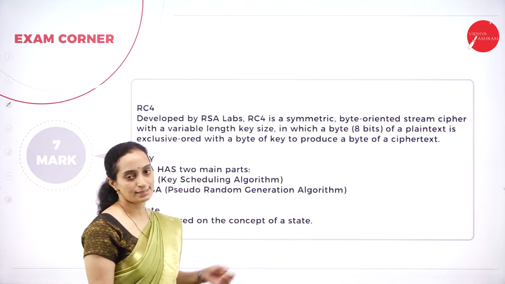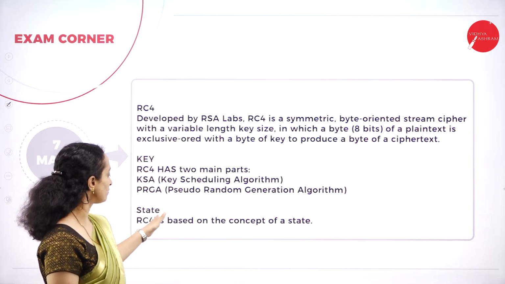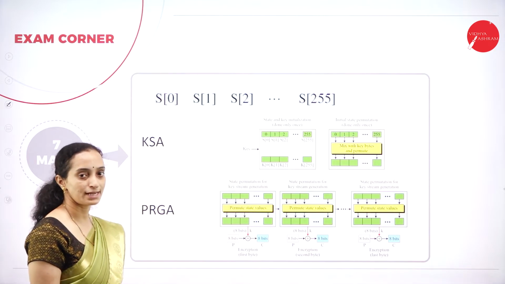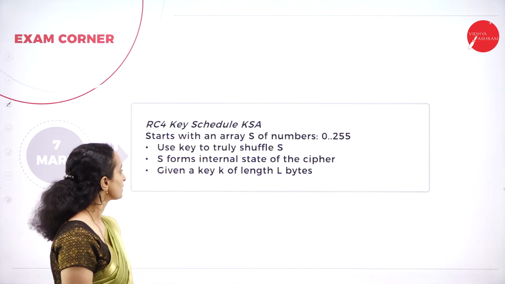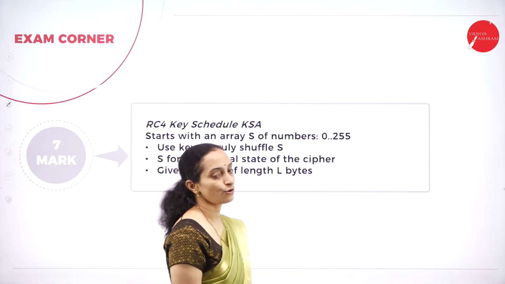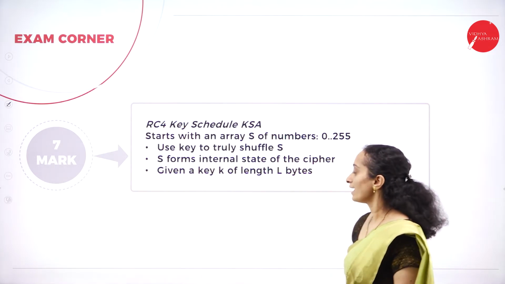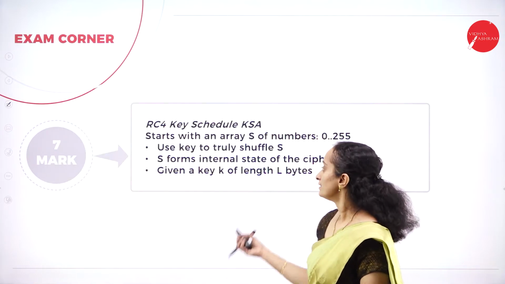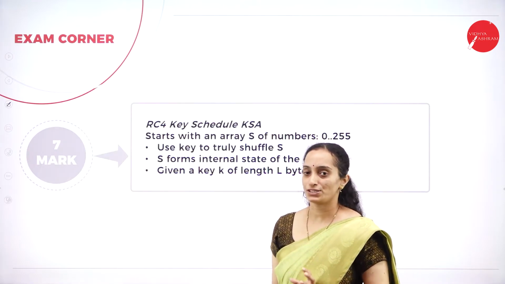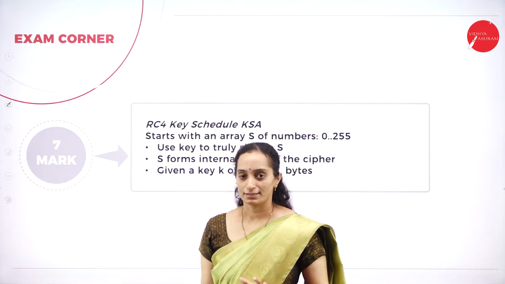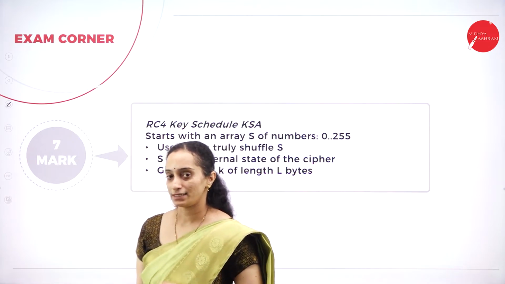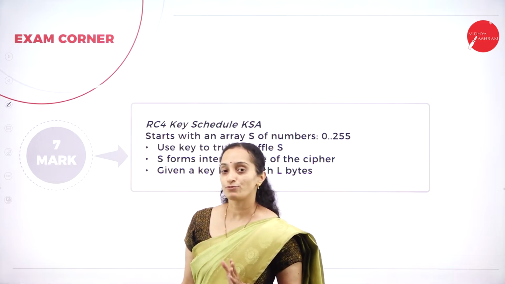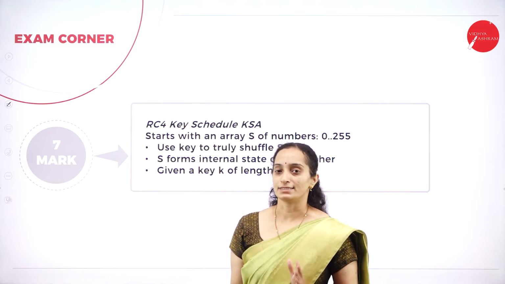So it is a symmetric cipher. You can give the key and state explanation. So how does the state get written here? Okay, the key schedule, the KSA, that can be written here. A few explanations are enough for the question. Don't forget to add the diagram.